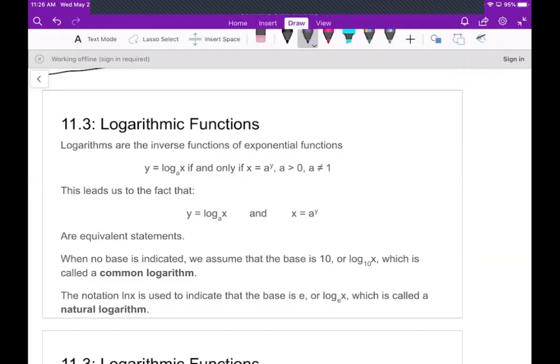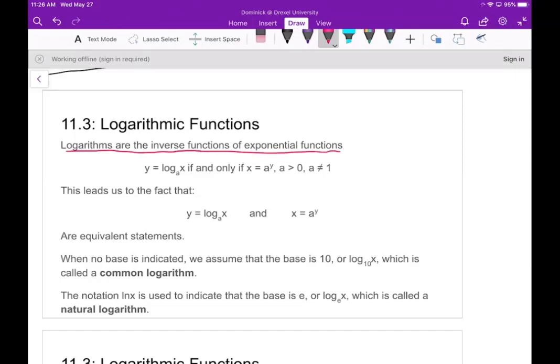Okay, guys, welcome. Today we're going to talk about logarithmic functions, right? Now, the way that we're going to talk about logarithms is that they're the inverse functions of exponential functions. So if you haven't seen the video on inverse functions, you might want to review that. Or if you want a refresher, you can check that out also, right?